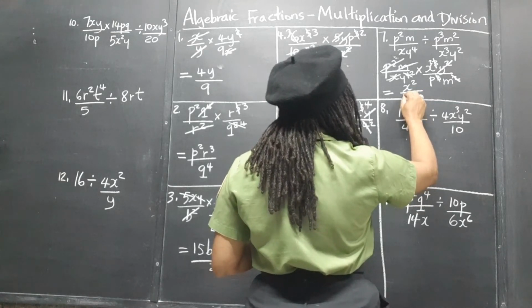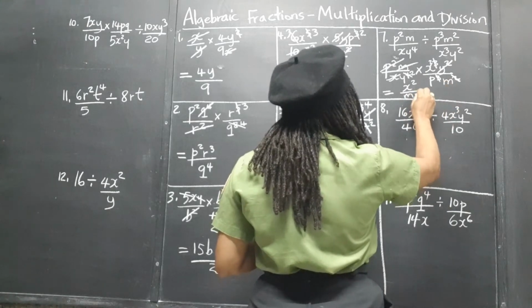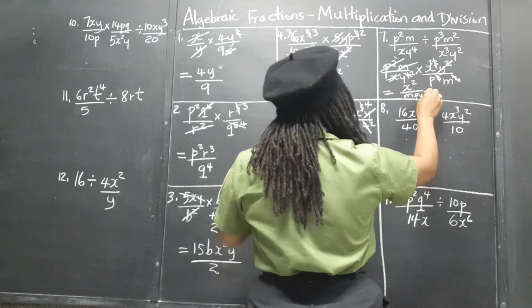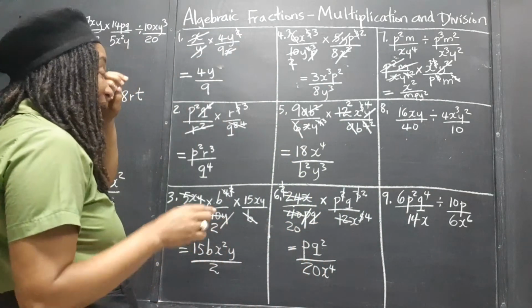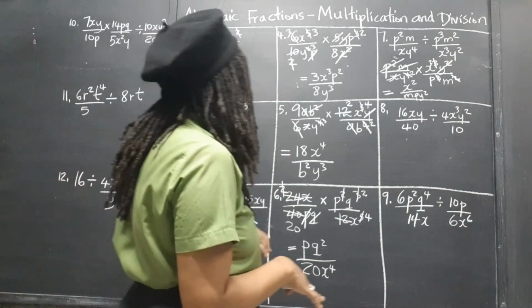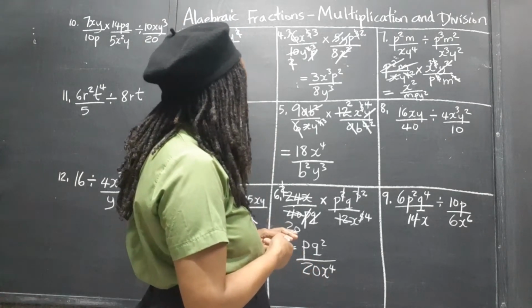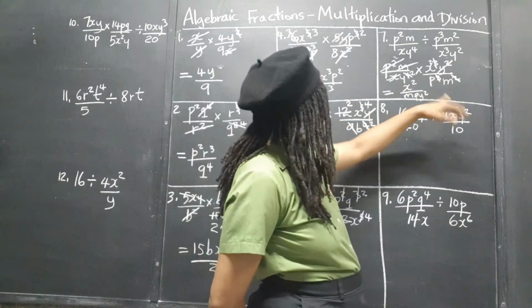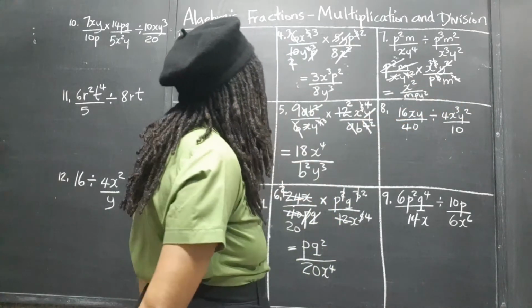So let's put them in alphabetical order. We have m, py squared, right? Usually we try to maintain alphabetical order with our variables as much as we can. So I just rearranged, put in the m, then the p, and then the y.